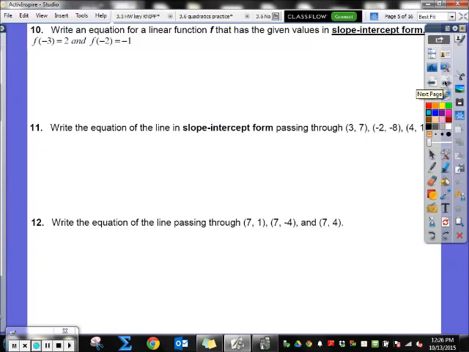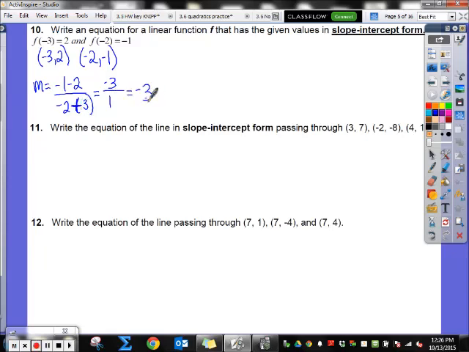Okay, number 10, write an equation for a linear function f that has the given values in slope-intercept form. Well, function notation, you can easily write ordered pairs. So that needs to be the first thing that you do, because we have to have ordered pairs to find the first thing, and that would be the slope. So when I find the slope, that's -1 minus 2 over -2 minus -3. Watch those negatives. So that's -3 over 1. So we have a slope of -3.